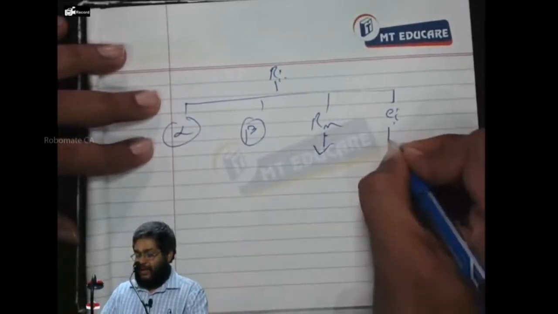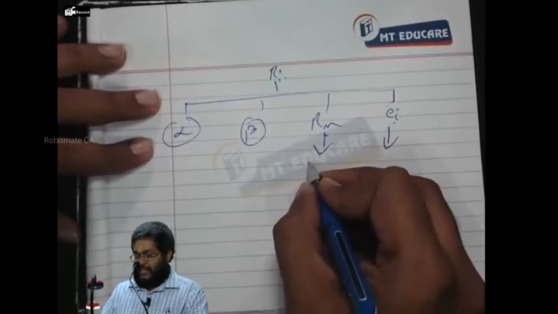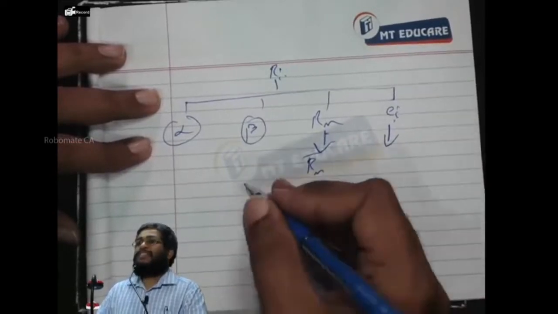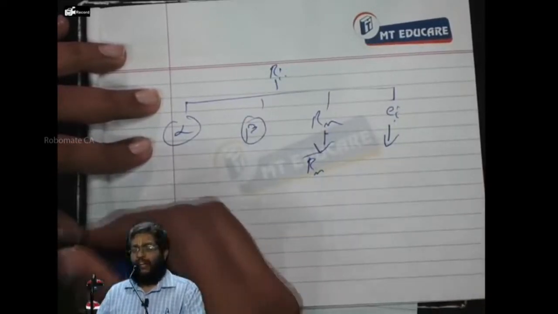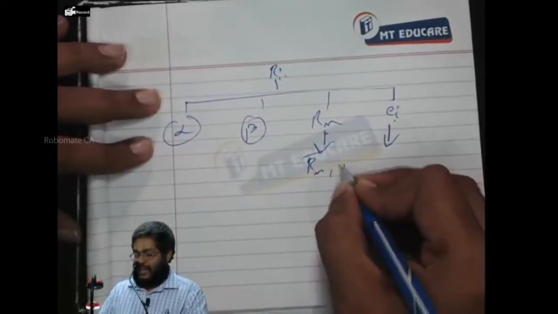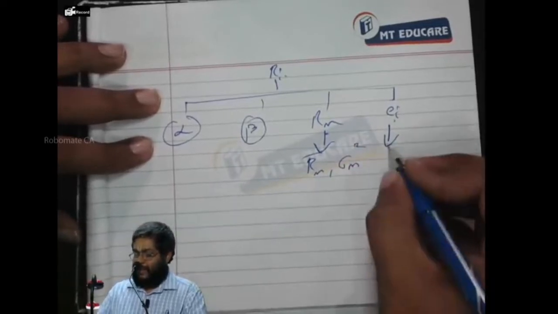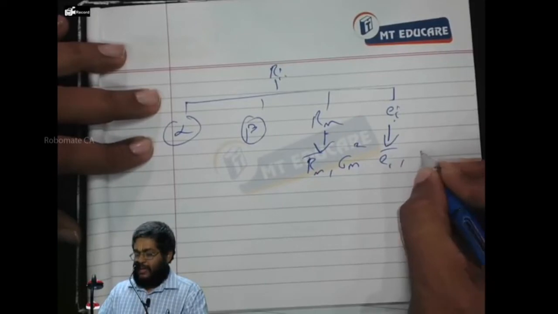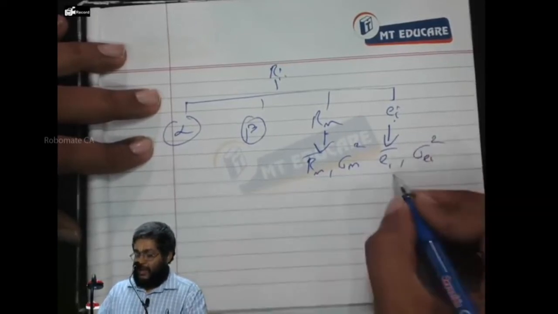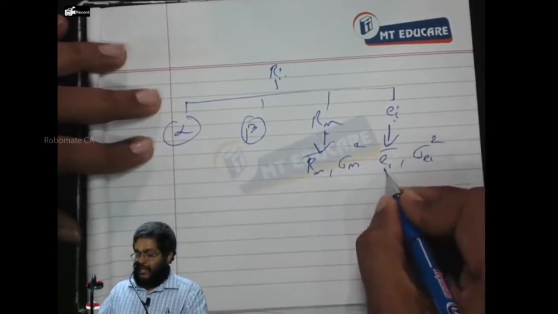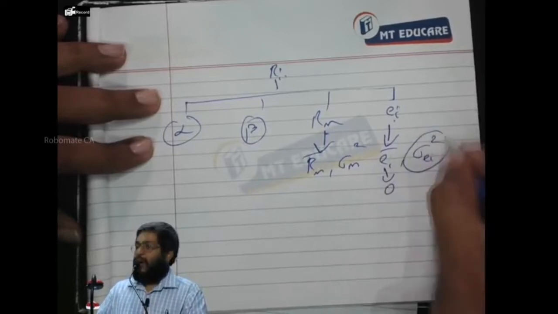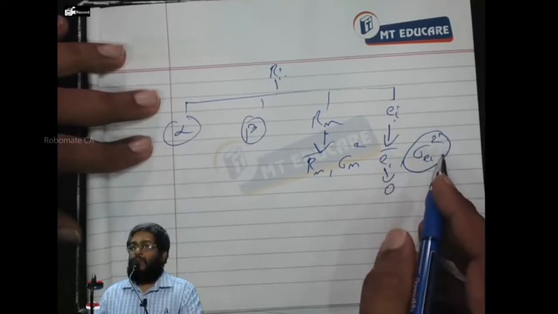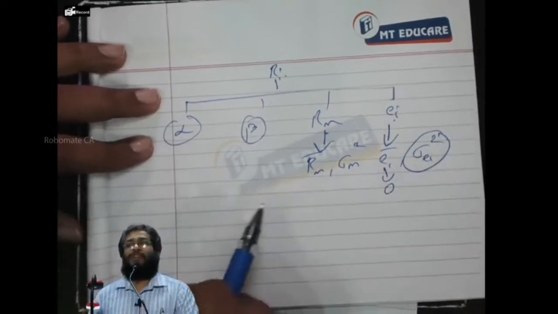Now, the mean is called RM bar. The standard deviation is measured as variance, which is sigma M square. For the error term, the mean is EI bar and the variance is sigma EI square. You all should know that EI bar is 0. The error term has a mean of 0 and has only variance.